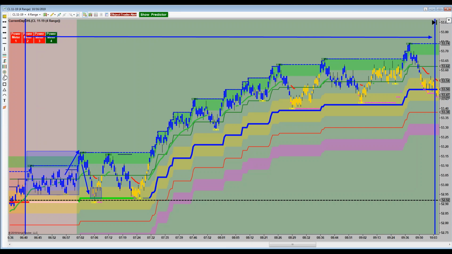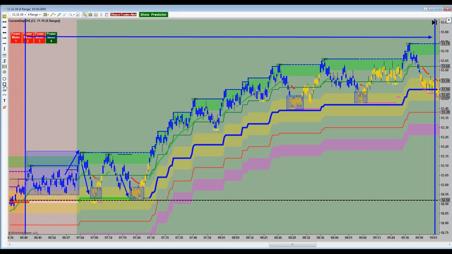Here we get trade entry number 2 right here. Long, 2. Here we get trade entry number 3, long, right here at the mid-band, just above it. And here we have trade entry number 4, long at the mid-band. So that's 4.